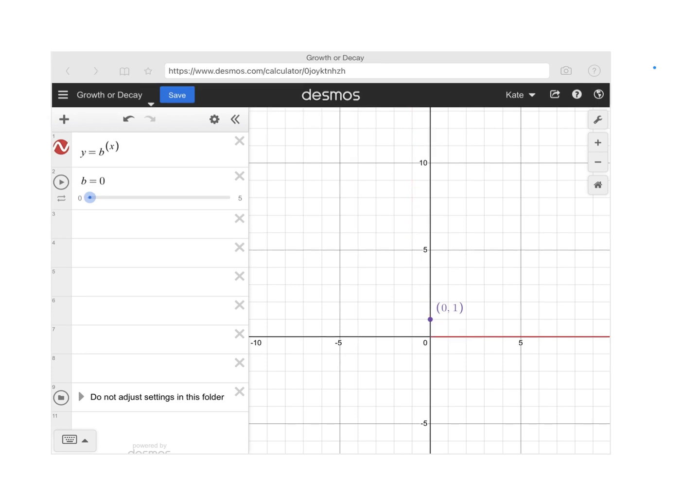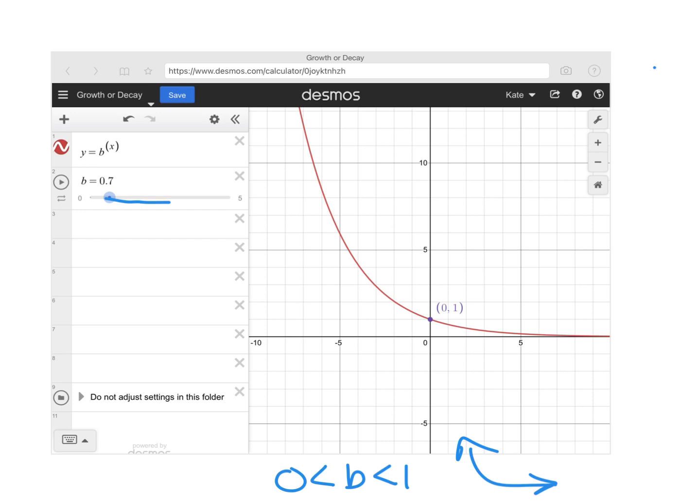greater than 0, because there it is at 0, and now it is exactly a horizontal line. But when it is greater than 0 but less than 1, it was decaying, known as exponential decay. But when it was greater than 1, we saw it increased, and that's known as exponential growth.